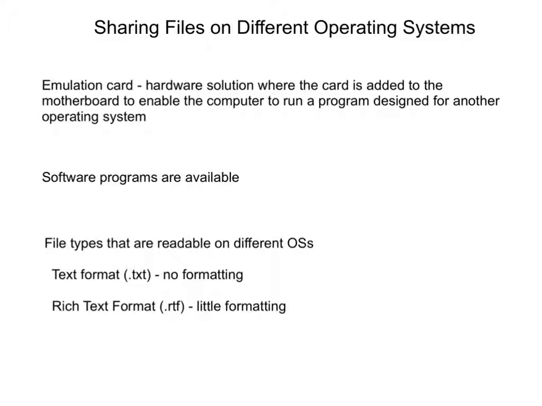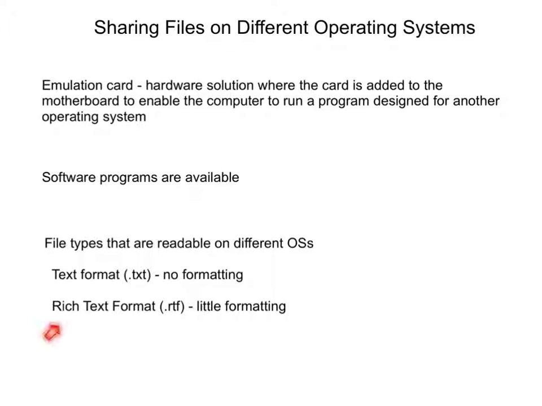Now, there are file types that can be read on different operating systems. There's the text format, where it's just simple text. There's hardly any formatting that goes with it. So you could essentially open up a Microsoft Word document, create your file, and save it as a .txt file. And then you could email it to a Mac user where they could open it and it would look the exact same.